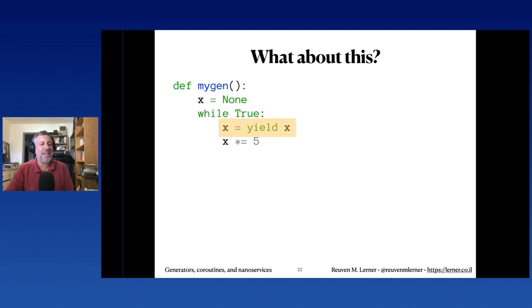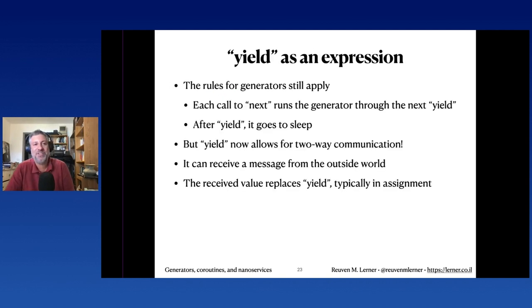Where the heck is it going to get a value from? Well, from us, of course. When we use yield as an expression, the same rules apply. Each time we call next, the generator runs to the next yield, and after yield, it goes to sleep. But yield is now for two-way communication.